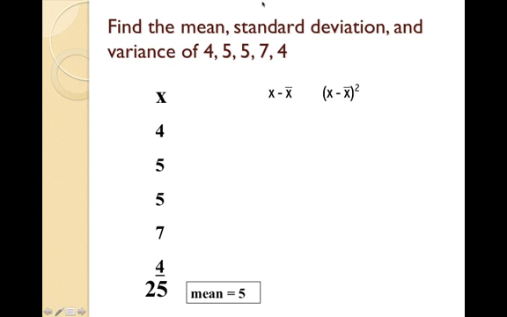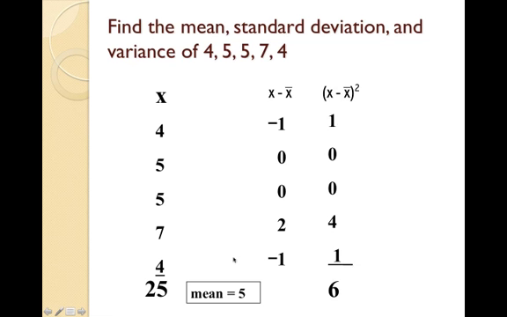X minus X bar. All right, I'm going to do 4 minus 5, 5 minus 5, 5 minus 5, 7 minus 5, 4 minus 5. So I get negative 1, 0, 0, 2, negative 1. And again, if I add all that up, it's going to be 0. It's always going to be 0. So what I'm going to do is square each one of these and then add. So negative 1 squared is 1, 0 squared 0, 0 squared is still 0, 2 squared is 4, and negative 1 squared is 1. And so we get 6.